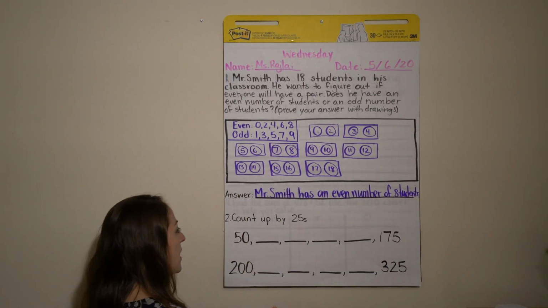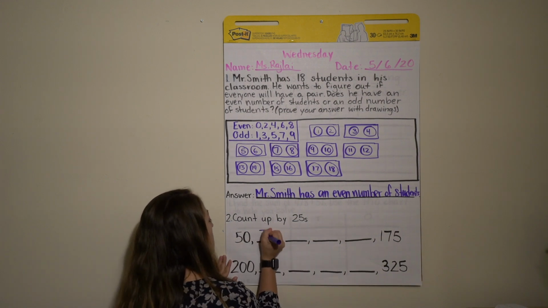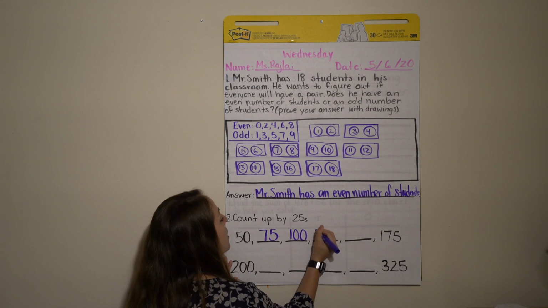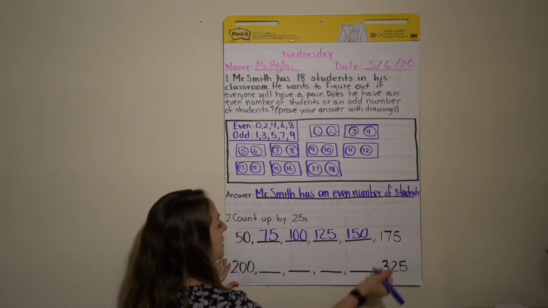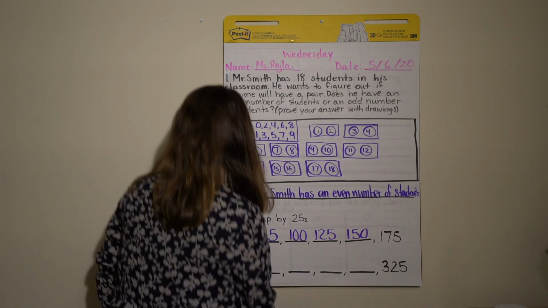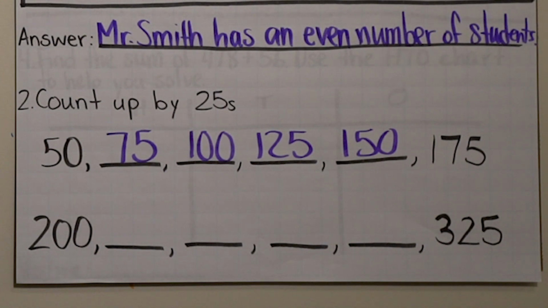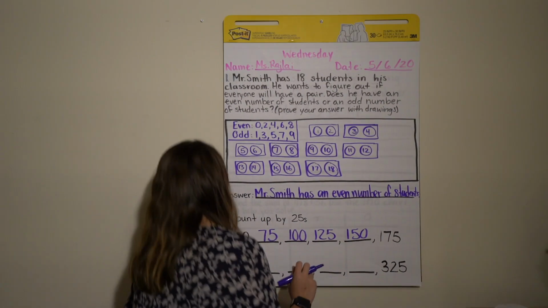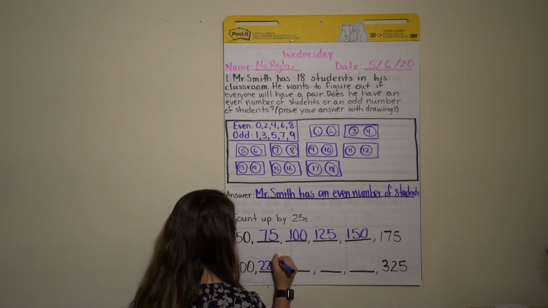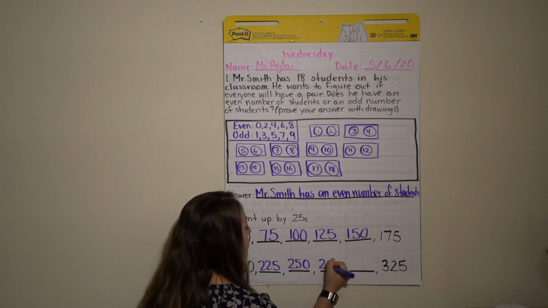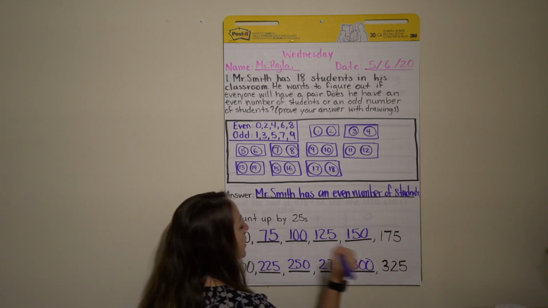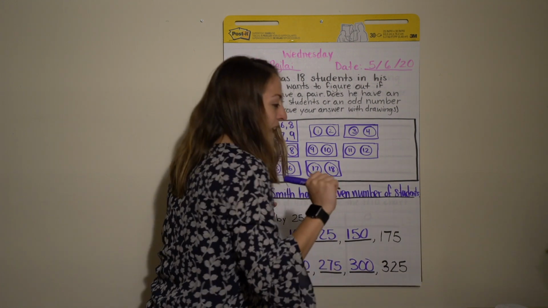Okay, so if I'm starting from 25s, I'm just going to count. So 25, 50, 75, 100, 125, 150, 175. All right, you can try this next one. All right, 200, 225, 250, 275, 300, 325. Okay, it's time for our dance break.